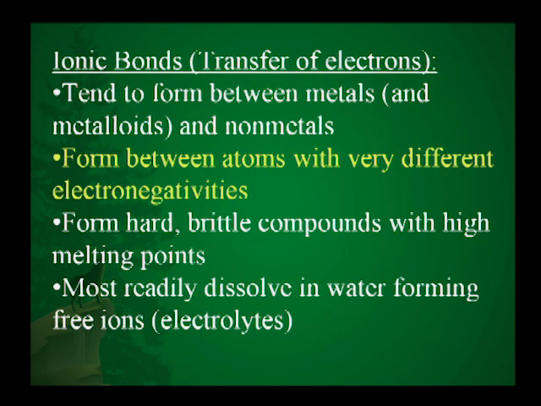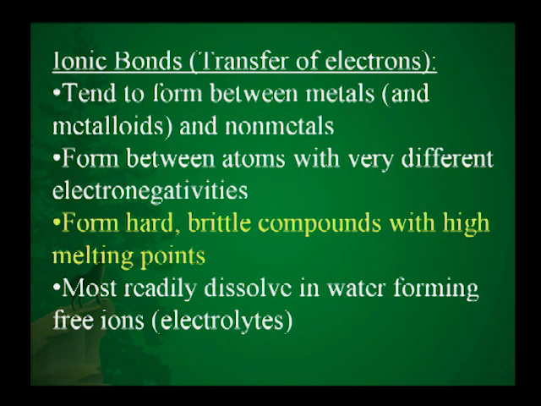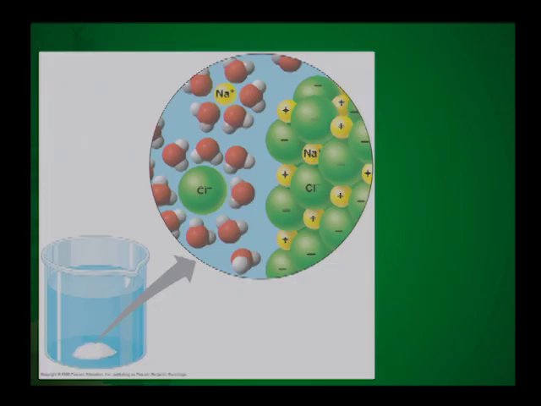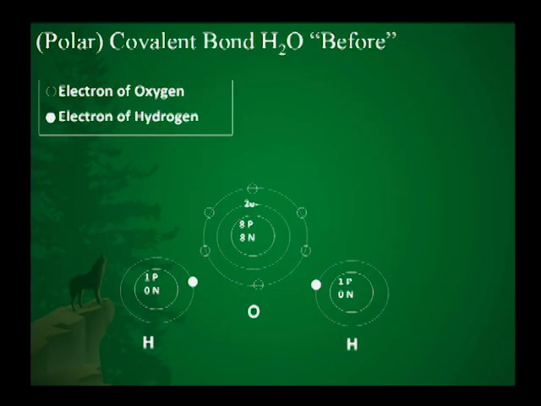High electronegativities mean that they're selfish, they hold on to electrons strongly. Weak electronegativity means that you don't hold on to an electron strongly. So if we have very different electronegativities, one selfish atom, one not so selfish, then the selfish atom steals electrons from the non-selfish atom. They tend to form hard brittle compounds with high melting points, and they readily dissolve in water, forming free ions. So if you take salt and put it in water, the individual sodiums and chlorines separate and dissolve in the water.